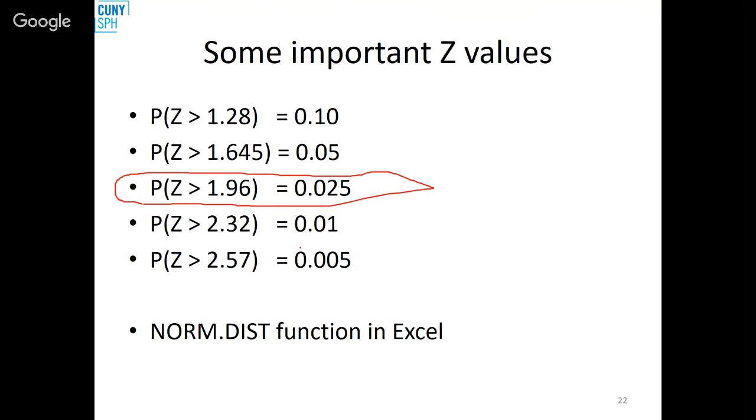Anyone want to guess why that one is important? Sorry? No, it's not quartile 1. It's 2.5%, not 25%.